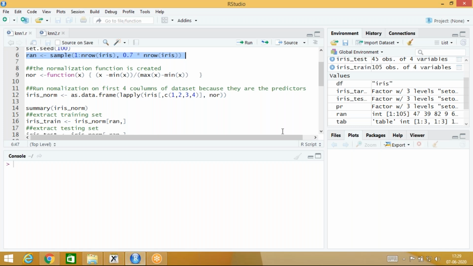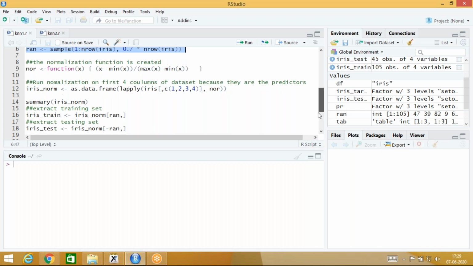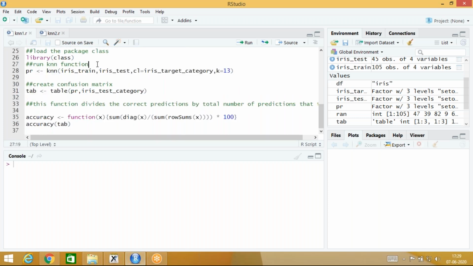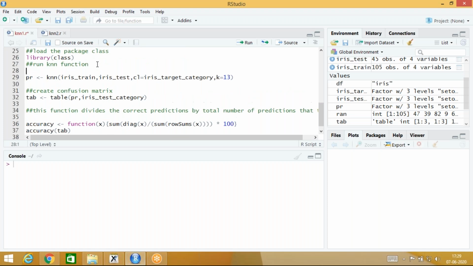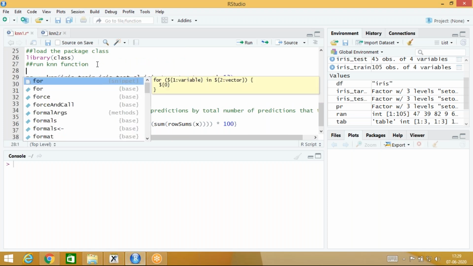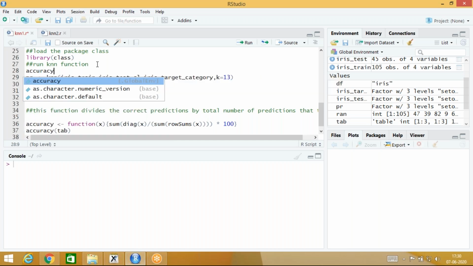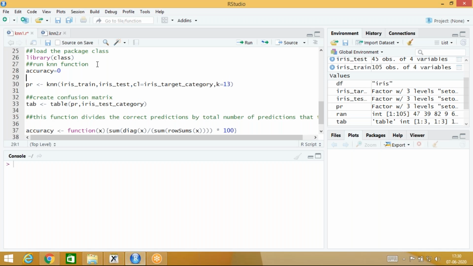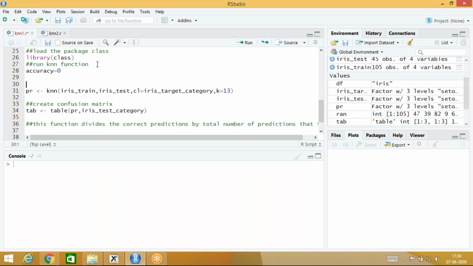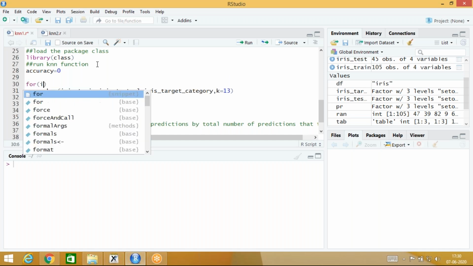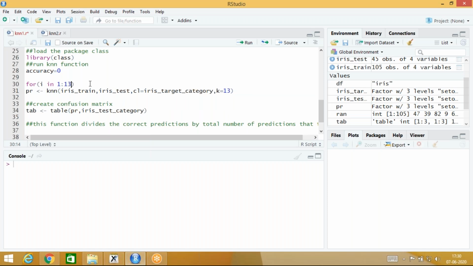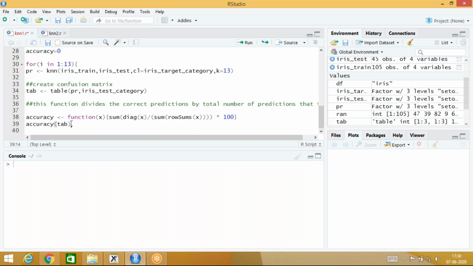You should check. Ideally, you should run a loop here. So if I were you, what I would have done is, just check the code that I'm writing. Accuracy is equal to 0. Don't do this, I'm just showing you for a later point of time. So for I in 1 to 13, I will calculate all of this.